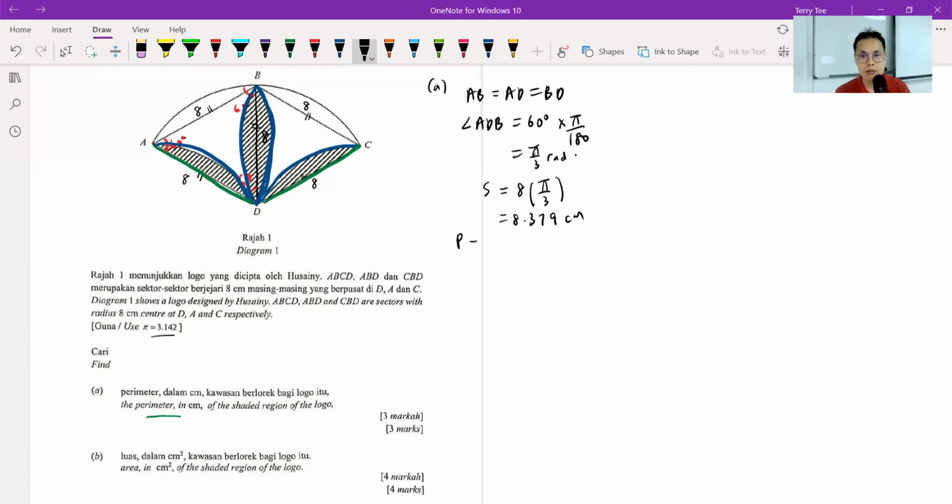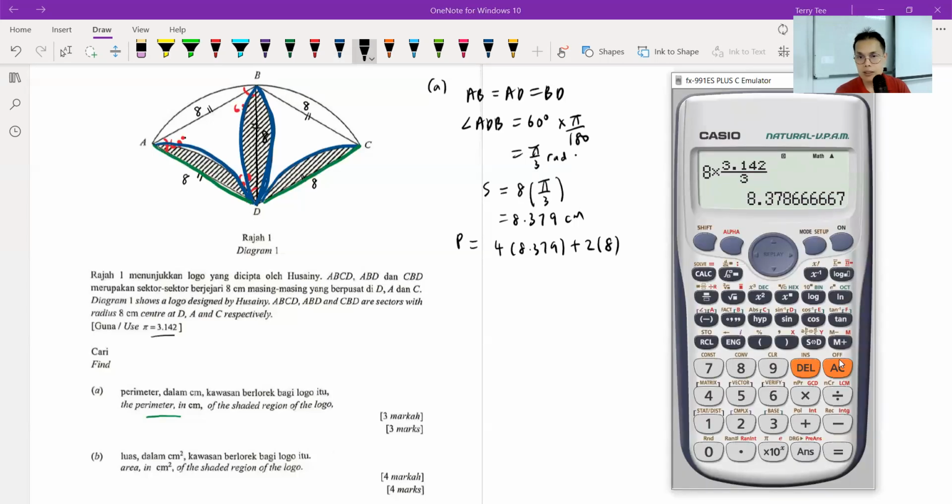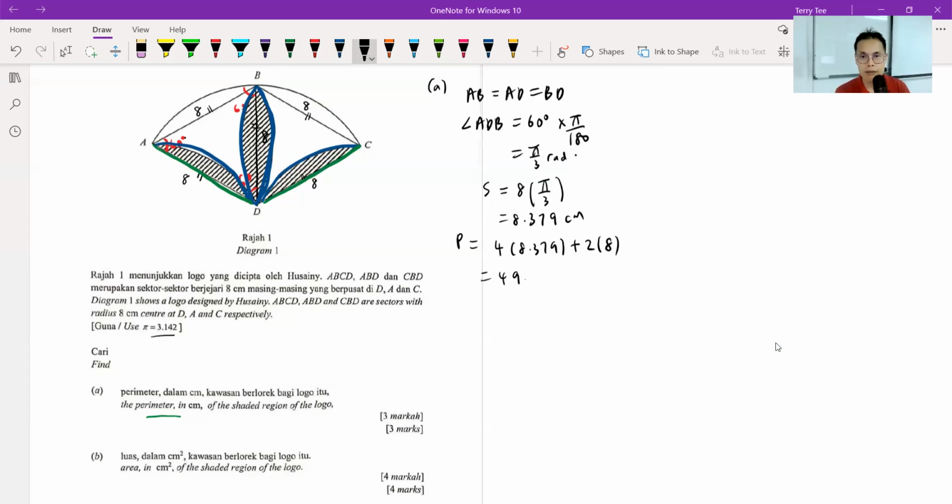So to find the perimeter for the shaded region, right, we have 4 of this arc plus 2 of the radius. The radius is 8. So let's count. Take this 4 times 8.379 plus 2 times 8 cm. My answer is 49.52. Okay, I think if you do it directly, right, you will get 49.51.